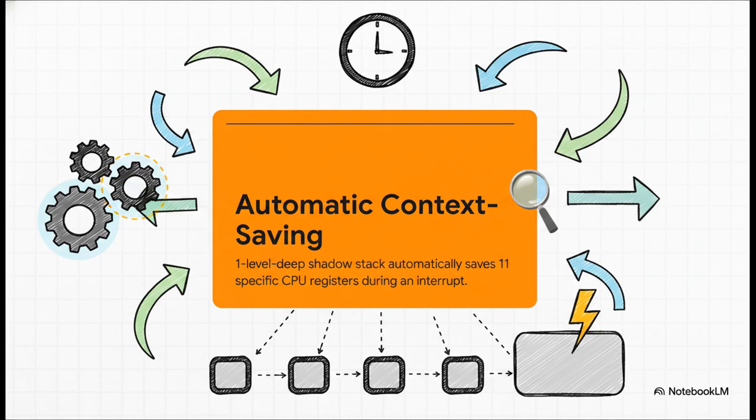Thanks to automatic context saving, it has a 1-level deep hardware shadow register stack that instantly, and I mean instantly, saves 11 critical CPU registers. The processor steps away, handles the urgent task, and then drops right back into the pipeline exactly where it left off.